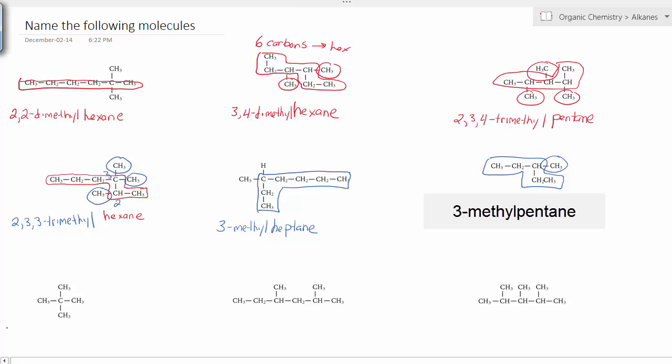Down here in the bottom left, a molecule that we saw today. This is one of the isomers of pentane. It's known as 2,2-dimethylpropane. 2 methyl groups on the second carbon.